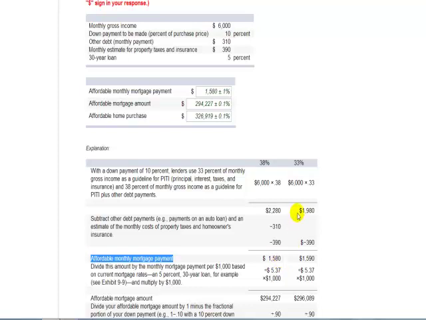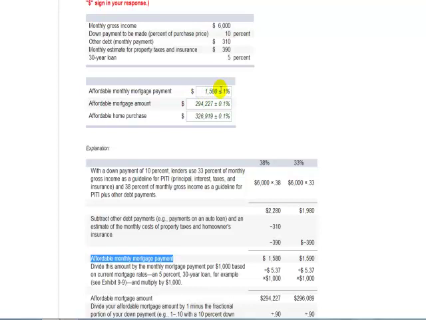$1,580. If you use the 33% rule, which says that 33% of monthly income as a guideline for PITI, then you'll take the $1,980 and you'll just subtract off the property taxes and insurance, which is $390, and this comes down to a payment of $1,590. And you always compare these two, and you always take the lower of the two. So the affordable monthly mortgage payment would be $1,580, which is what this answer in the first slot has.